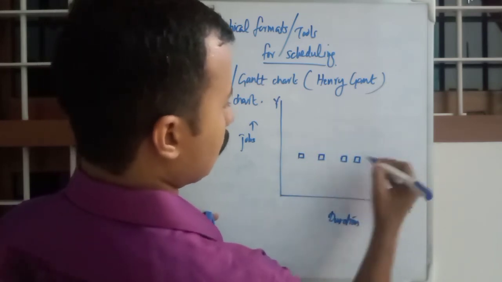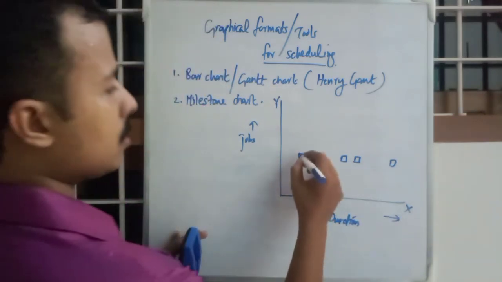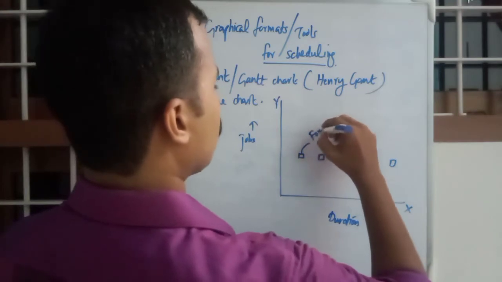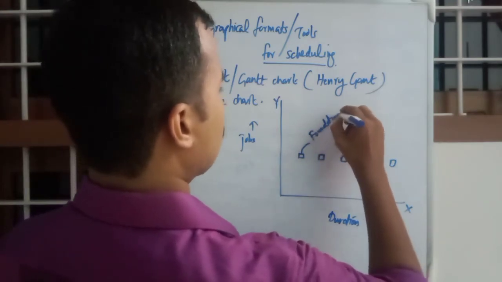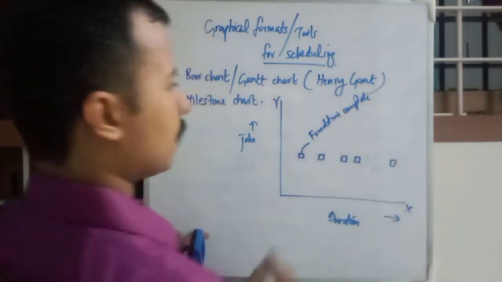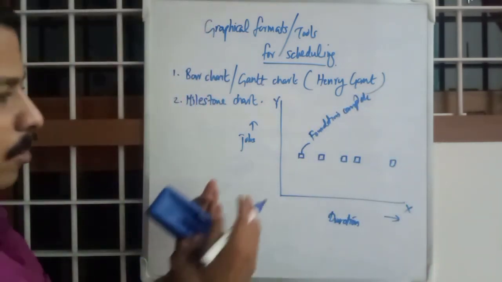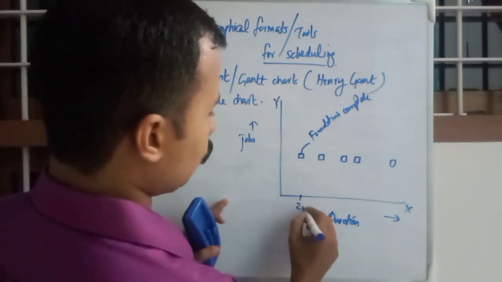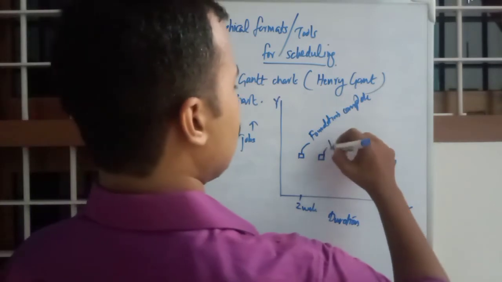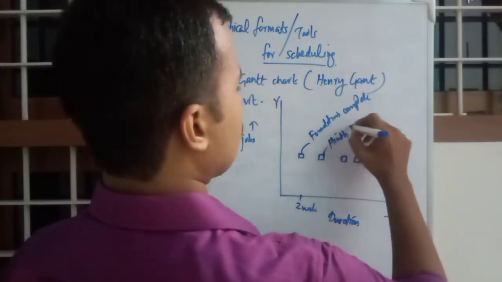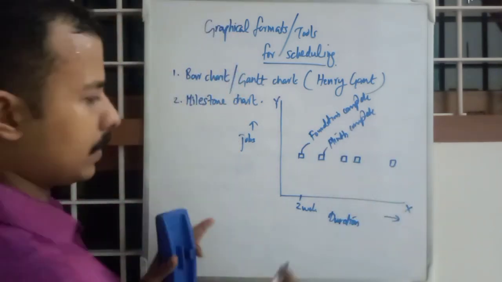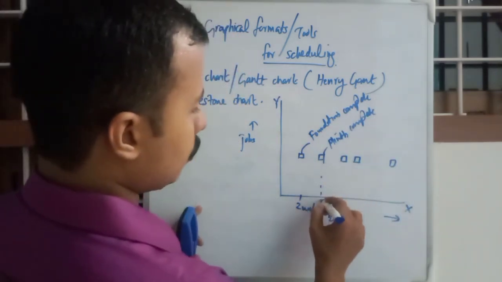See, like this. So for this, it will be foundation complete. That is an event. Okay, by this time, this may be 2 weeks, foundation is complete, and this one may be plinth complete or completion of plinth. This may be similar to 4 weeks.